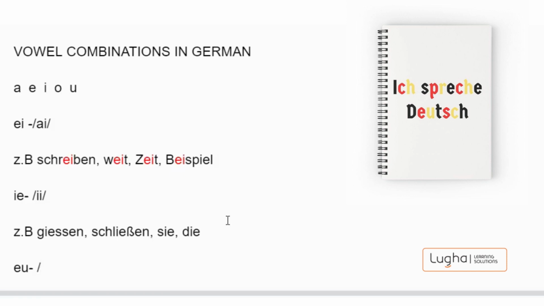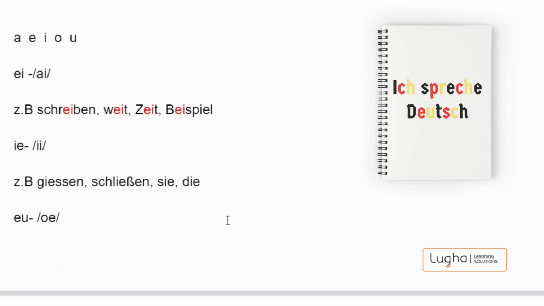And so this vowel combination results in the sound oi. Oi. I know, absurd. It is absurd, but it is the truth. I am not lying to you. So zum Beispiel, we have a word like Leute. So we say Leute, we don't say Leute, okay? We have heute. Then we have Europa.